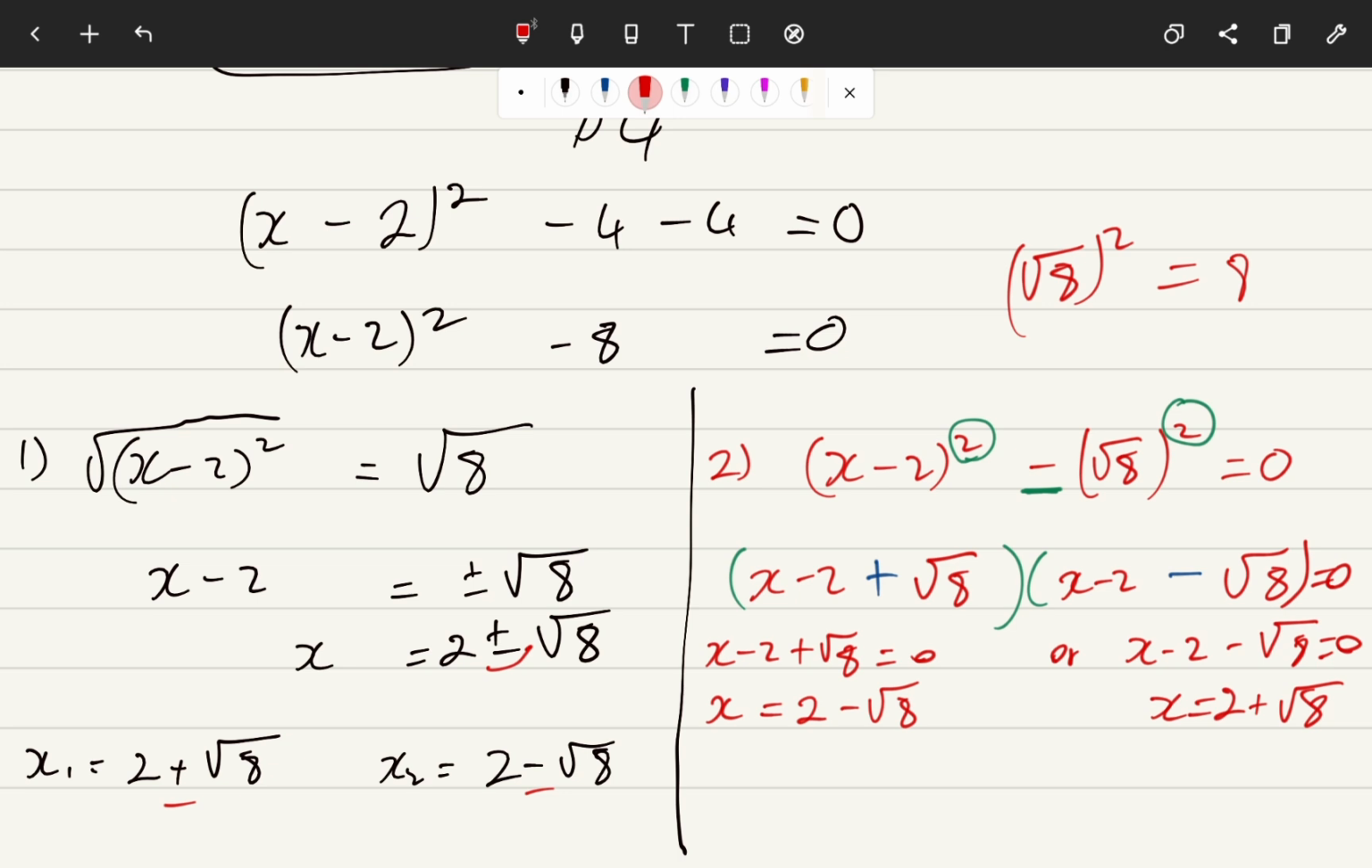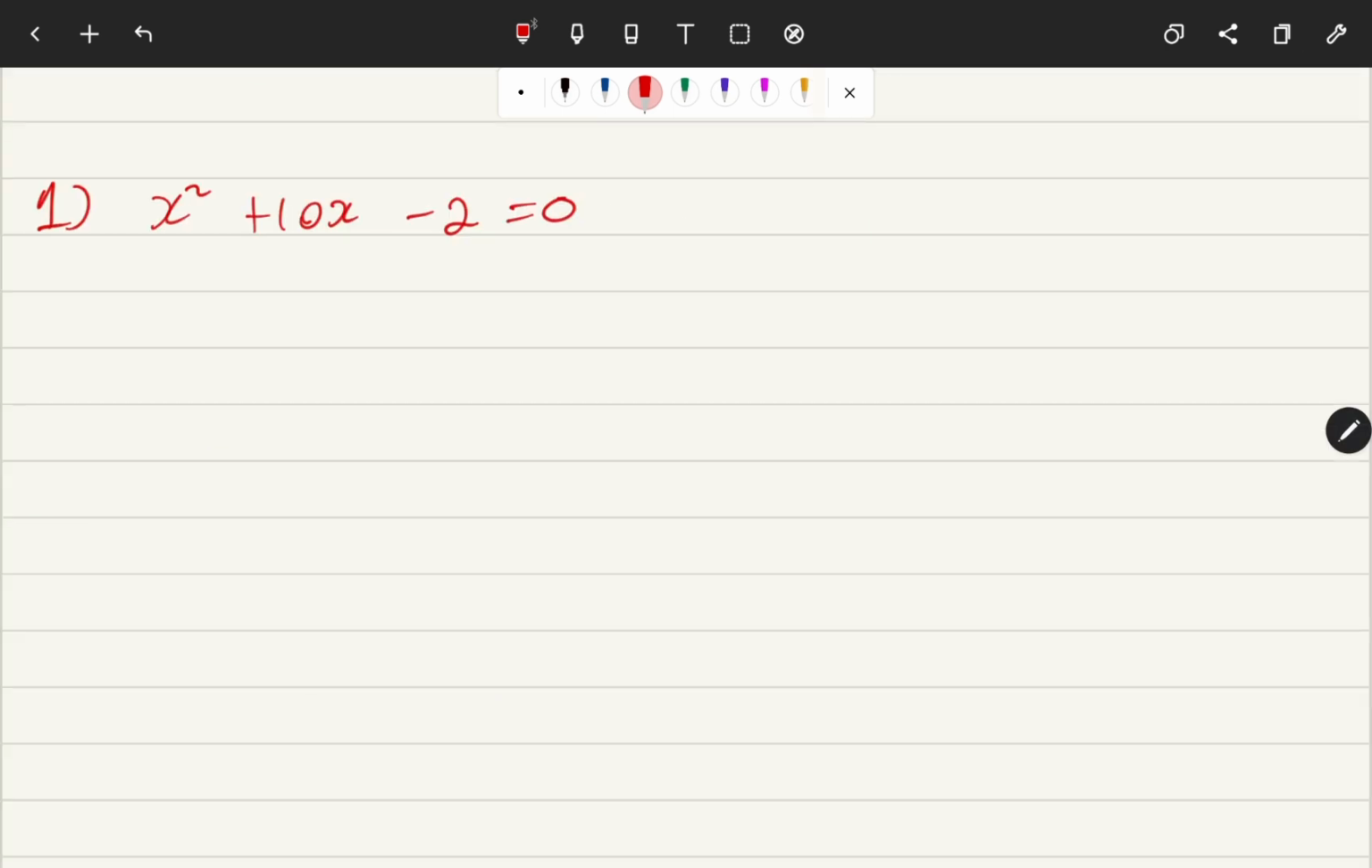Right now we're going to solve three examples under completing squares, and then we'll jump into the next unit. This is the first example. So step 1, the coefficient of x squared is already 1, so we don't have to do anything. We can just jump straight into step 2.